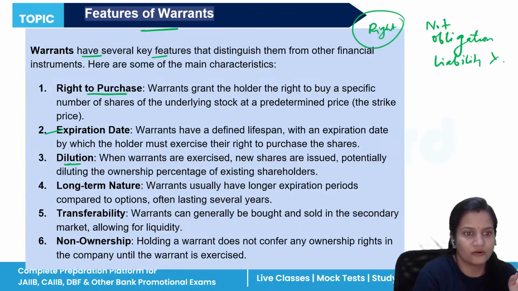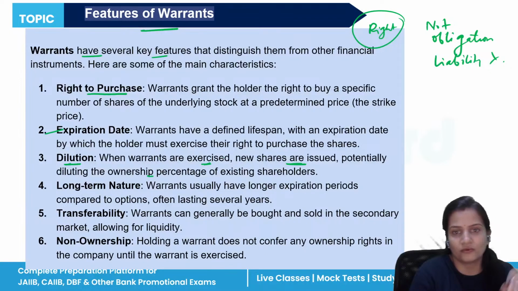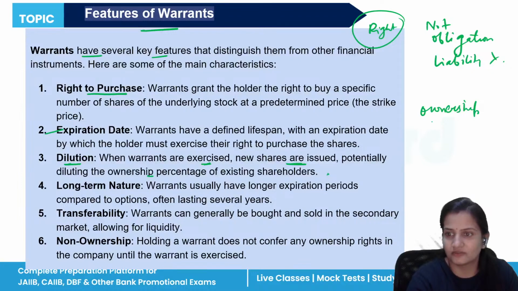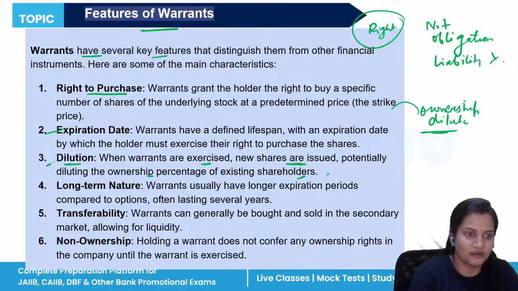The dilution. When these warrants are issued and exercised, new shares are issued. So they will dilute the ownership percentage of the shareholders who are already in that business, because their ownership will get diluted if these shares are issued as warrants. Dilute means the existing shareholders have to give a portion of their shares. So there are chances for dilution. It is of a long-term nature.